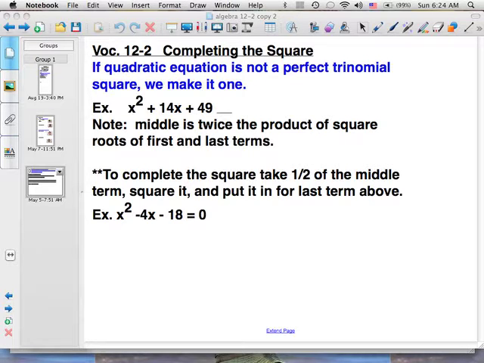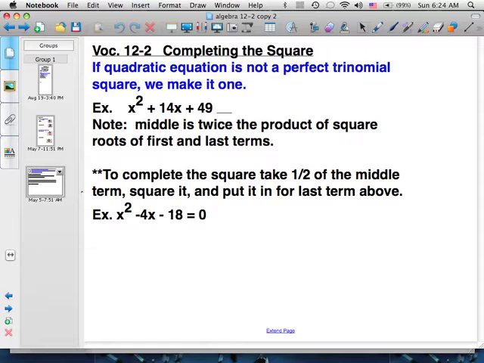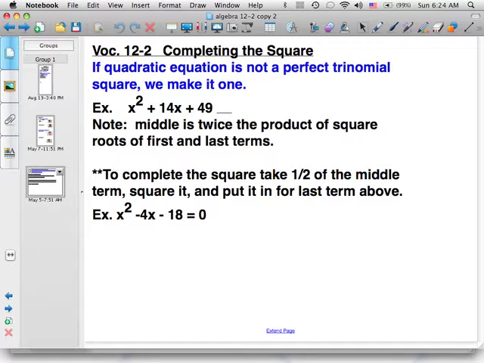In a perfect square trinomial, notice that the middle term is twice the product of the square roots of the first and last terms. So I could work backwards, and to make it a perfect square trinomial, move over any number that's not a perfect square, and then take half of the middle term, the coefficient, and square it, and I've made my perfect square trinomial.